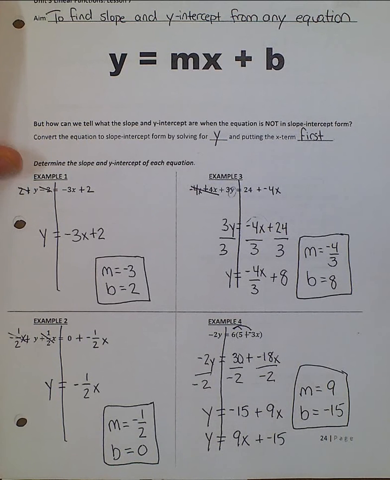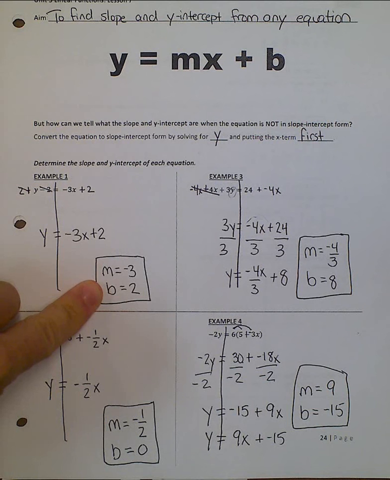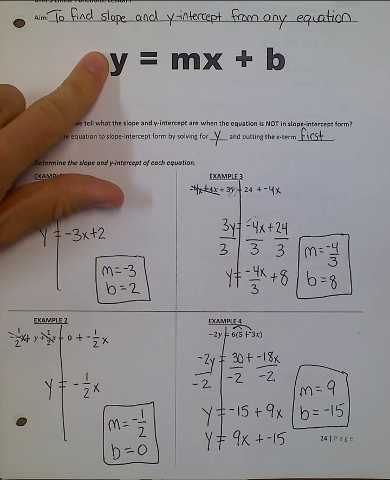So those are 4 quick examples just to get you started on the next page, where for any equation we want to be able to identify slope and y-intercept. And our hint is, make it into slope-intercept form.